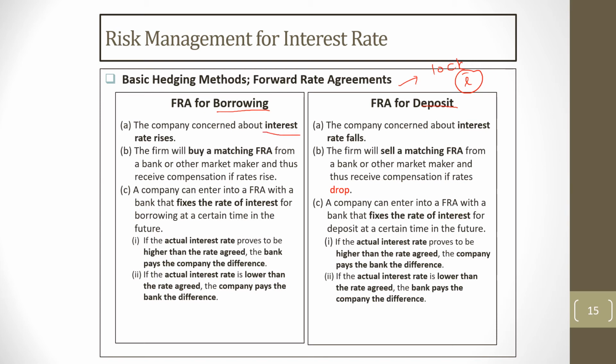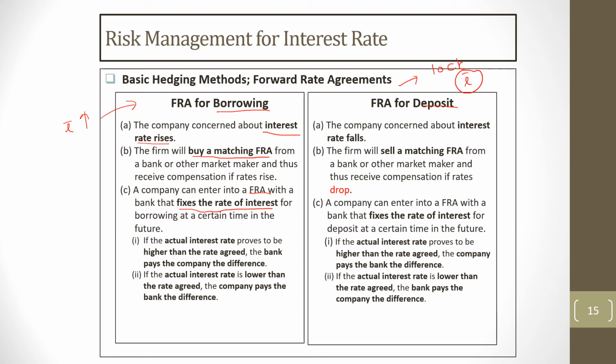Okay, so untuk under borrowing, the company is concerned about interest rate rises. Kenapa dia concern on the interest rate rises? Kalau kita fikir in logic, untuk bank dia akan provide the interest rate is higher when the company borrow dia punya duit. So that's why the company is concerned on the interest rate rises. So the firm will buy a matching FRA from a bank or other market maker, and thus receive compensation if rates rise. So the company can enter into FRA with a bank that fixes the interest rate for the borrowing at a certain time in the future.